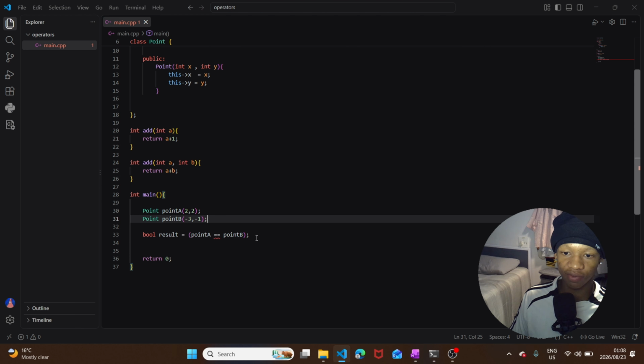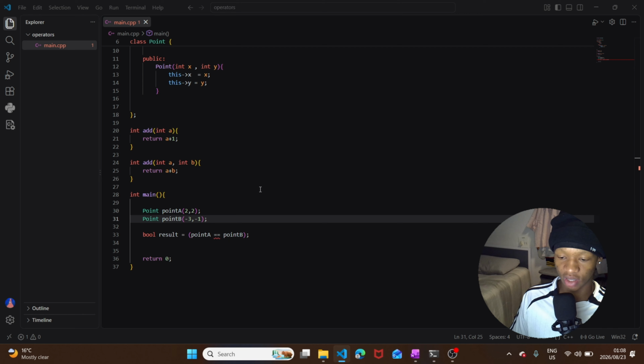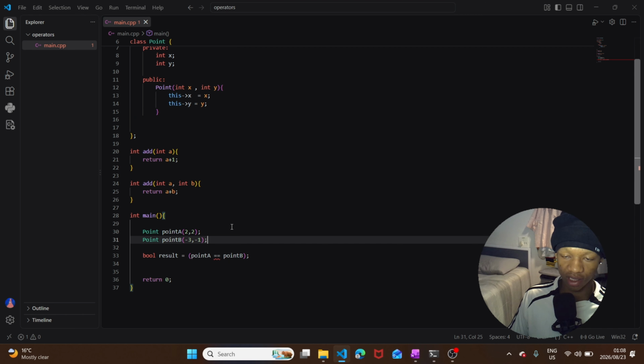If these 2 points are equal, that means they are located at the same point. In this case, we can see visually that these two are not at the same point, because for them to be at the same point, the x value and the y value would have to be the same. So that's what we want to try and do: compare these 2 points.